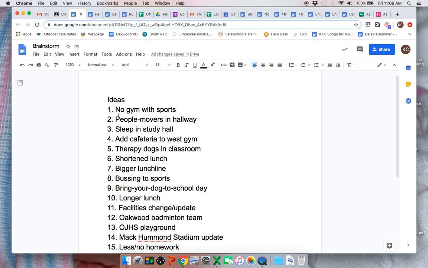So let's say it says no gym with sports. Some people think that if you play a varsity sport or even a JV sport, you should not have to take a gym class, or that could count as a class for PE. That it would essentially substitute that. So some people think that's a good idea. Some people don't think that's a good idea. So you would write down your topic would be no gym with sports, and you would write your position. You are for it or you are against it.